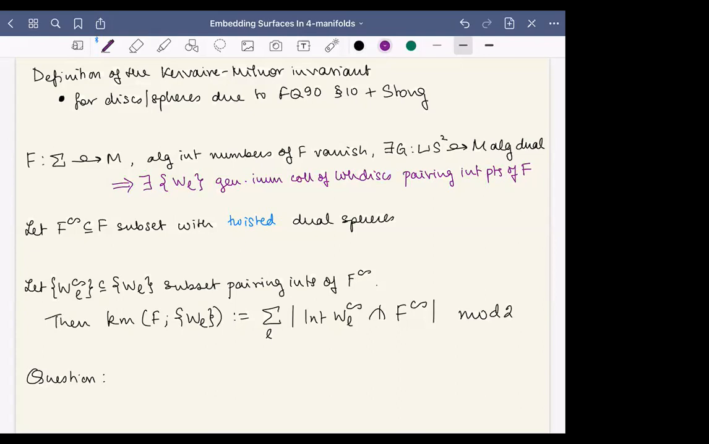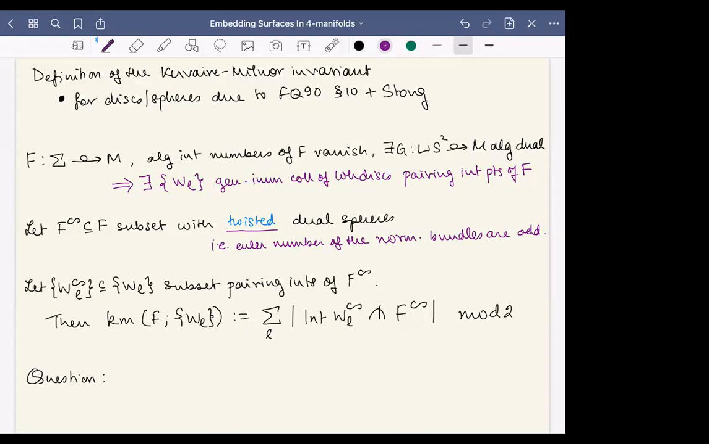And then now the framing on the dual spheres will come in. So I'm specifically thinking about F squiggle, the subset of F which has twisted dual spheres, which means that the Euler number of the normal bundles are odd. So those are the twisted dual spheres, and I'll only consider the subset of F which has those.